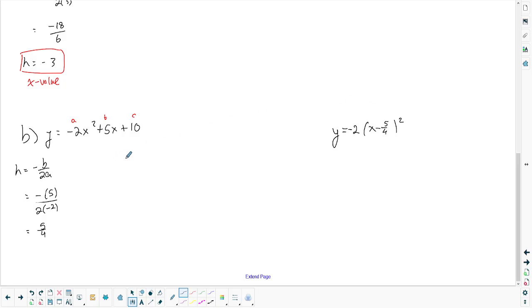And now we're going to find the y value. So the y value is based on the x value, which is -2 (5/4)² + 5 times 5/4 + 10. Now I'm going to make you do all this step by step instead of just punching it all into a calculator. You follow your BEDMAS, obviously.